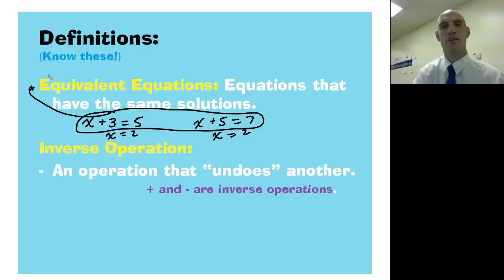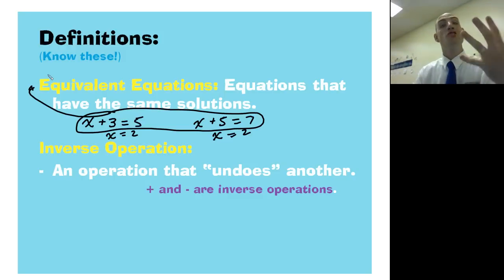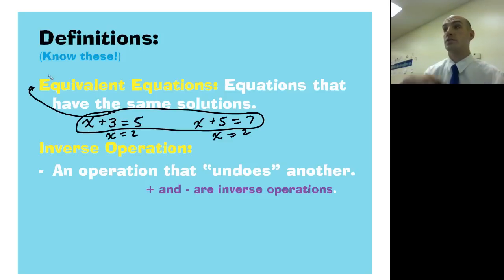You're also going to talk about inverse operations, operations that undo one another. Like adding 5 and subtracting 5 are undoing one another. So subtracting 10 and then adding 10, well, you get back to 0. They undo one another. That's a couple of definitions for us.